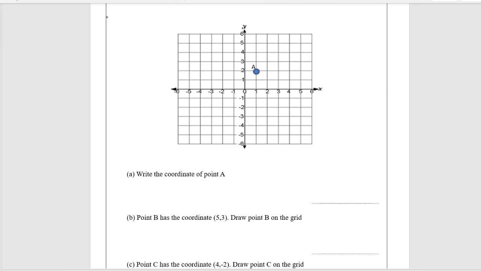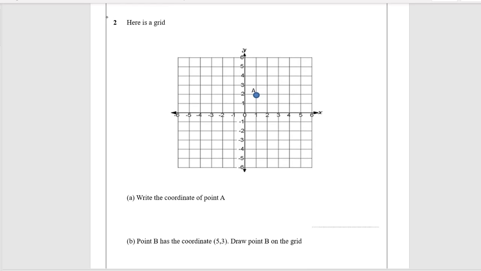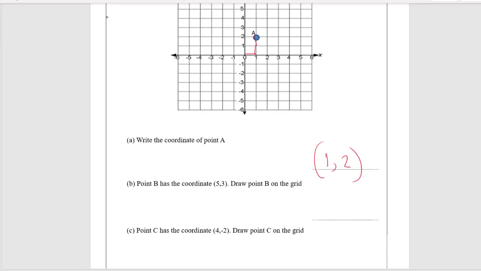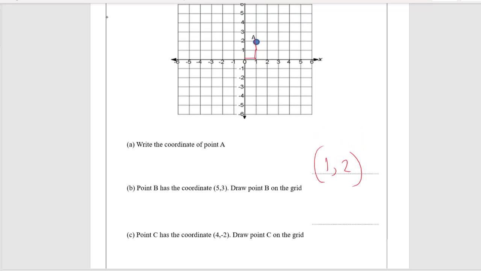Write the coordinate of point A. So you go 1 across and 2 up. So 1 across, 2 up. Always remember across first, then up or down. A lot of people make the mistake of writing up and down first, then across. So 2, 1, you lose a mark.